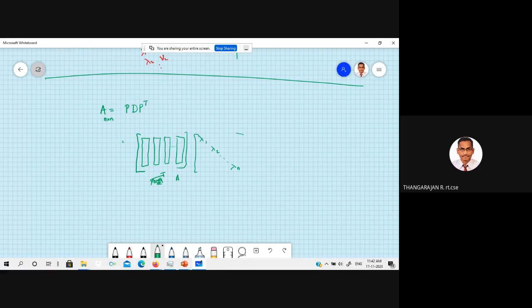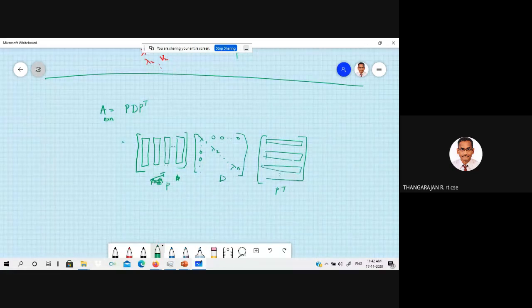Suppose it's an n cross n matrix, then you will have n eigenvalues, and these eigenvalues are in the diagonal. All other entries are 0. This is P. Then you have another matrix, the transpose of P, which means the rows are the eigenvectors of A. So this is how you get it.